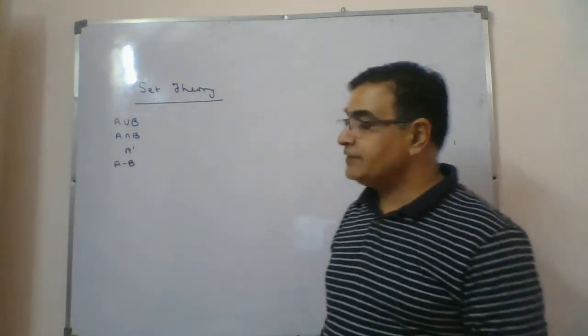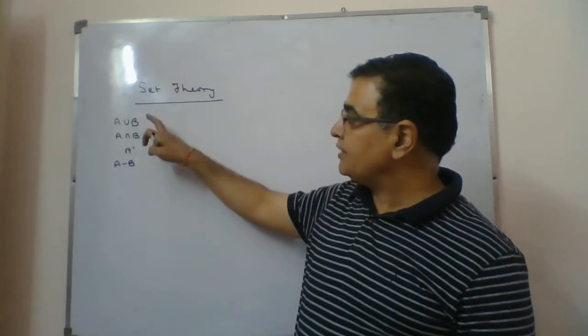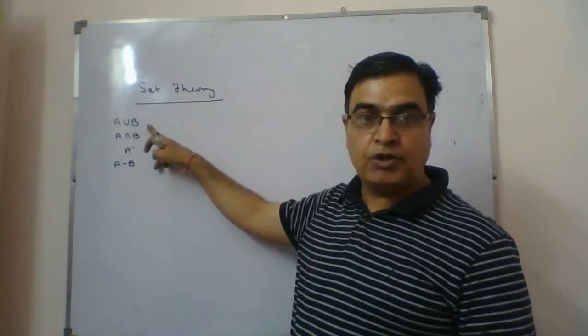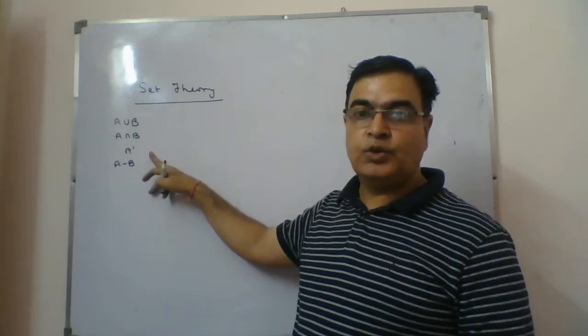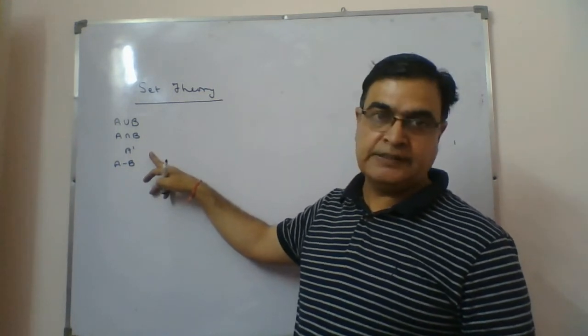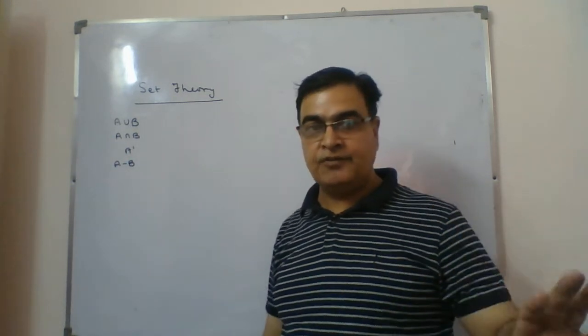So in the previous classes, we have done the operations on set theory. First operation I told you was the union operation. Then I told the intersection operation. Then I told complement of the set A. That also I told you. So these three operations we have already discussed.